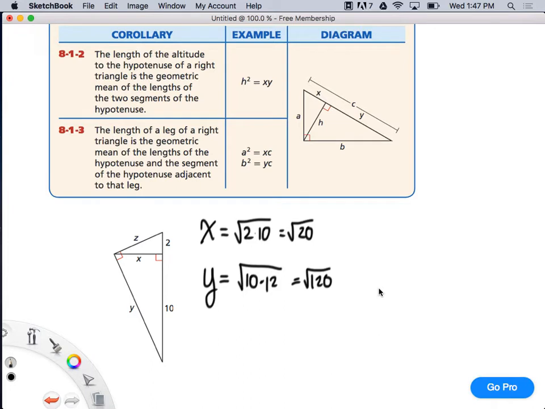Exactly. Now z, on the other hand, is on this side of the triangle, which joins up with that line segment, which is on the same side of the altitude. You see that? So z is the geometric mean of this line segment and the whole length of the hypotenuse. 2 and 12, exactly. So z equals the square root of 2 times 12, or 24. So then z equals the square root of 24. Yes, that's it.